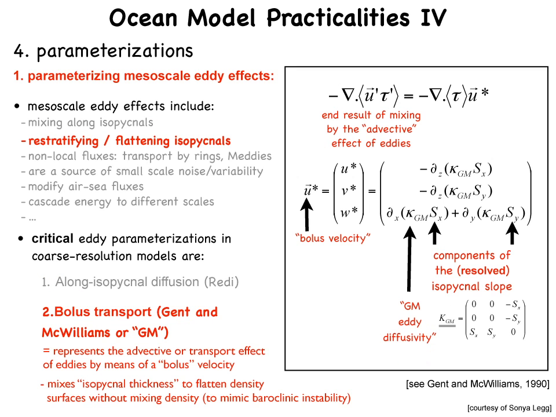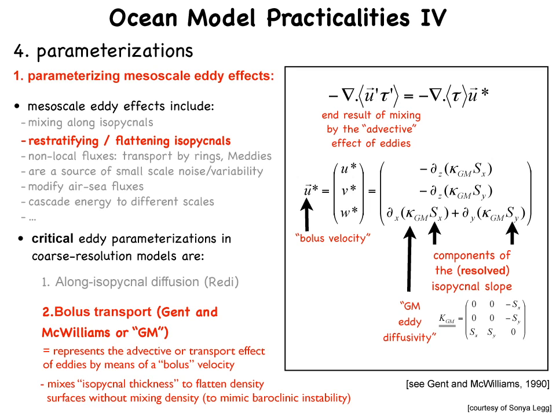Number two is this Gent-McWilliams, or GM, parameterization. Along with the along density surface mixing, this represents the mixing effect of eddies by advection, by bolus transport. The really important effect of this advective transport of eddies, which made a huge difference in coarse resolution models, is that part of what they transport is something we call isopycnal thickness. What this type of eddy motion does is flatten tilted density surfaces without mixing density.